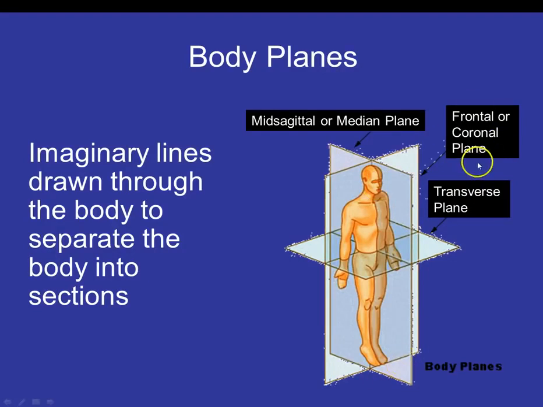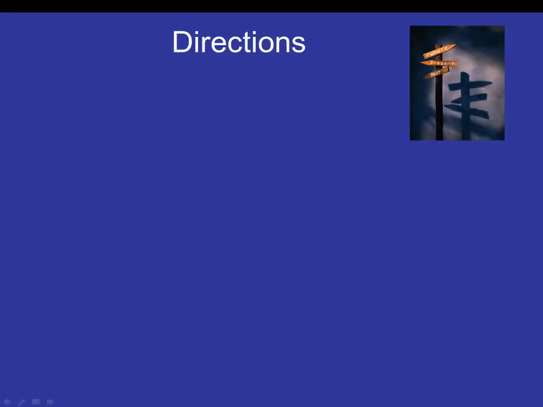Next is the frontal or coronal plane, which is going to divide your body into front and back. And then you have the transverse plane, which pretty much cuts you right at the belly button and divides the body into the top and the bottom half.